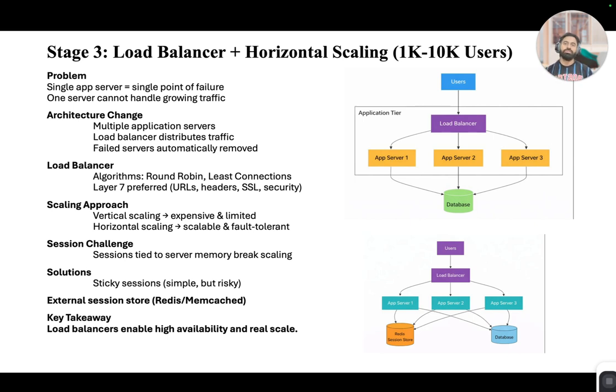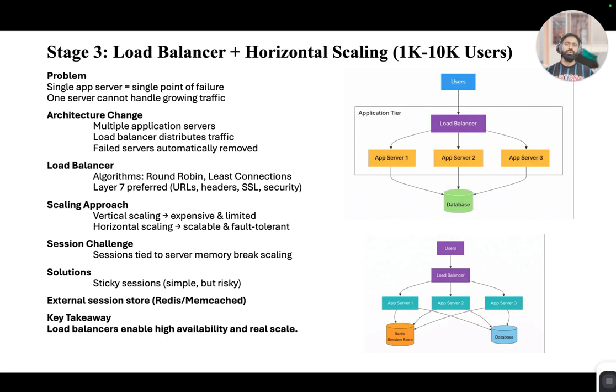Most teams start with round robin because it is simpler. If requests take different amounts of time, then they move to least connection. Now there are two places where the load balancer works, basically at different layers. The first is layer 4 and the second is layer 7.